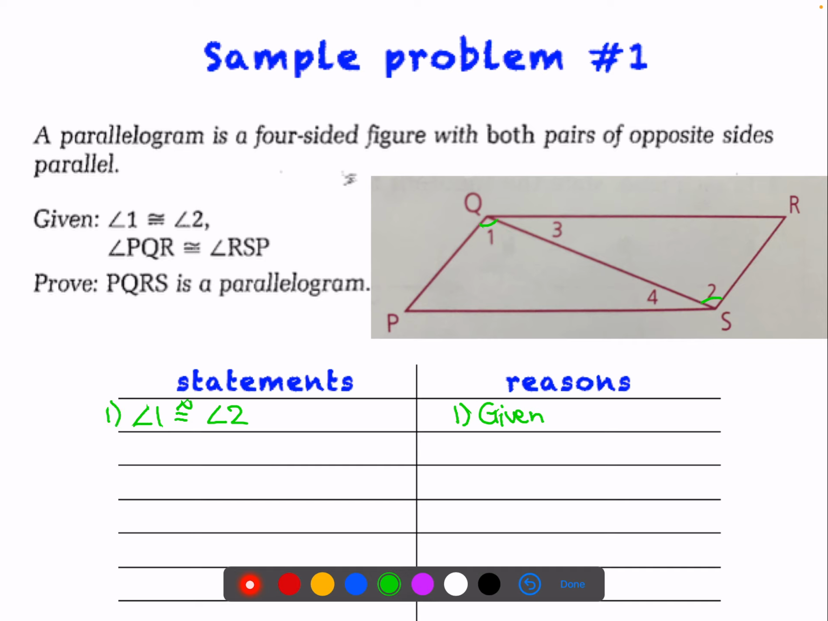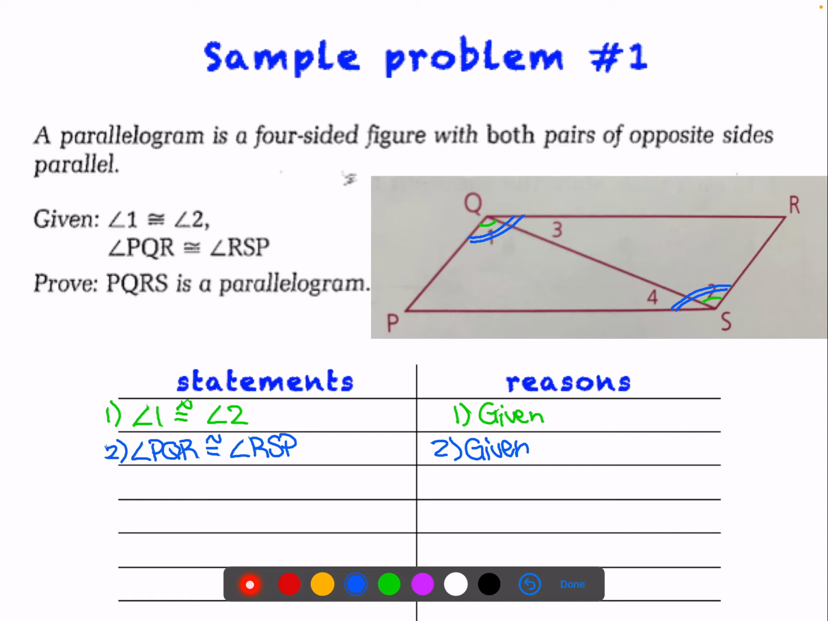They also tell me that angle PQR is congruent to angle RSP. That's also given. So angle PQR is this full angle here, this blue angle, and angle RSP is also this blue angle down below. We want to prove that PQRS is a parallelogram.